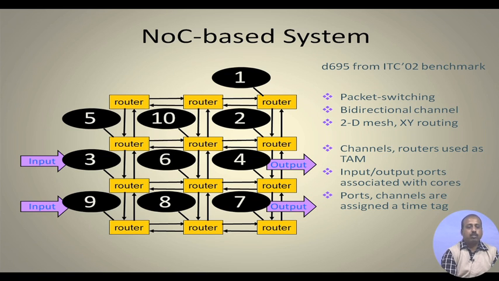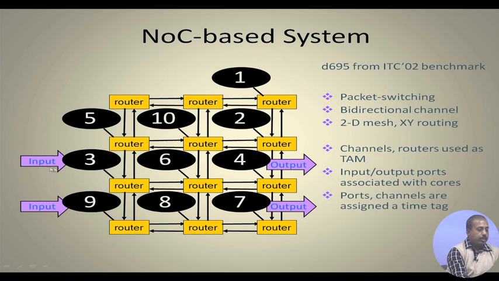XY routing has many advantages. It is deadlock free, it is the shortest path and all that. Now for the testing purpose, these channels and routers are to be used as test access mechanism, whereas the input output ports are associated with the cores.